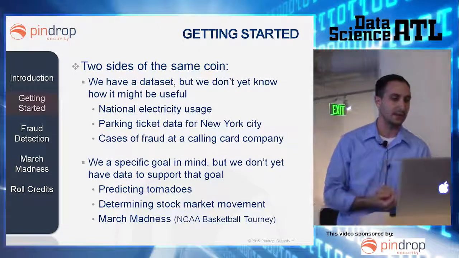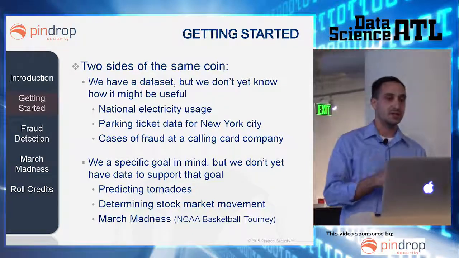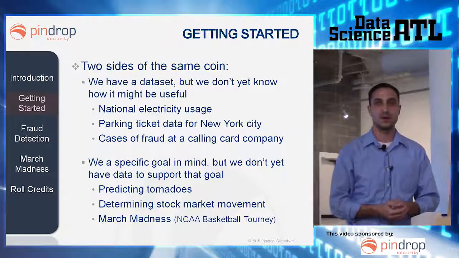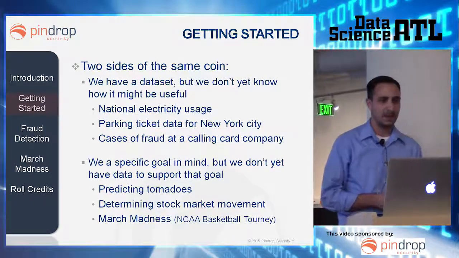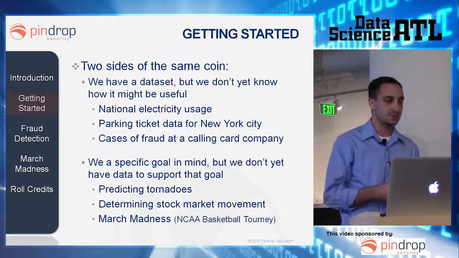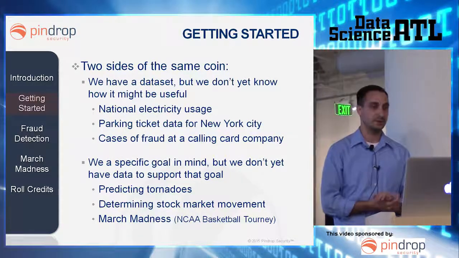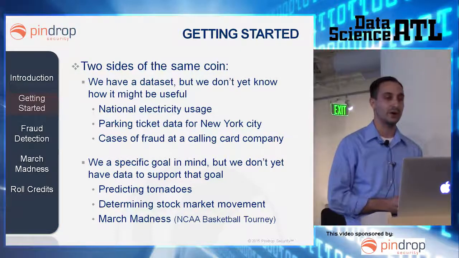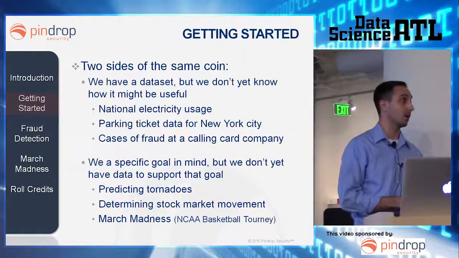So let's take a look at two different types of data science problem. One of which is where we have a data set. We have some data that somebody's presented to us, whether it's out of their own interest or we say, hey, this data set might be cool, and we don't really know how it could be useful yet. So how do we approach that kind of problem? A couple of examples of this are the national electricity usage of the US, or parking ticket data in New York, or, as in the Pindrop case, cases of fraud at a calling card company.